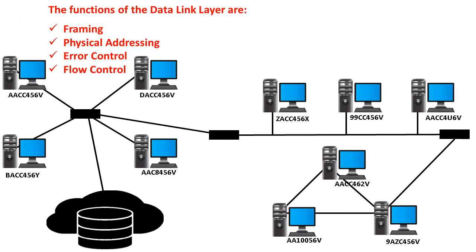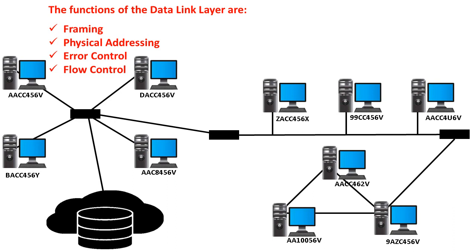Functions of the data link layer are framing. Framing is a mechanism where a sender transmits a set of meaningful bits to the receiver, and that can be accomplished by attaching a special bit pattern to the beginning and end of the frame. Another function is physical addressing. The data link layer adds the physical address, that is the MAC address of the sender and the receiver, in the header of each frame just after completing the frame creation process.